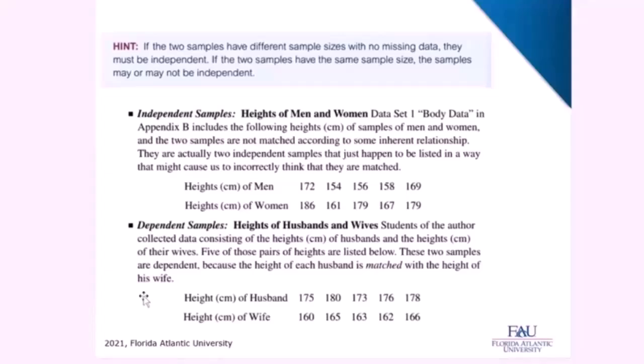The hint: if the two samples have different sample sizes with no missing data, they must be independent. We can't have something that's dependent and have different sample sizes, because how do we pair them? If the two samples have the same sample size, the samples may or may not be independent. Are these samples dependent on each other? If the sample sizes are different, they have to be independent.